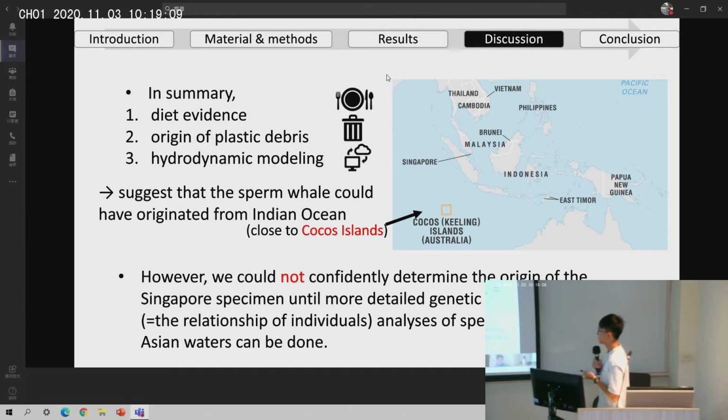So in summary, the diet evidence, the origin of plastic debris and the hydrodynamic modeling suggest that the sperm whale could have originated from the Indian Ocean, close to the Cocos Islands. However, we could not confidently determine the origin of the Singapore specimen until more detailed genetic sampling and kinship analysis of the sperm whales of Southeast Asia waters can be done.